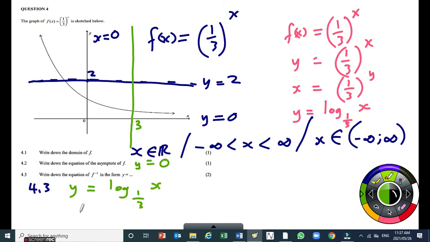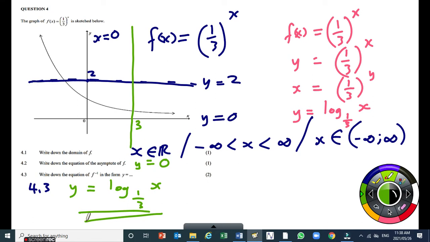This is your answer. If you just write it, you get 2 marks because they said write down. But I would encourage you to do some working out to avoid making mistakes. But you must know from now on that the inverse of an exponential is logarithmic. The inverse of a logarithmic function is exponential.